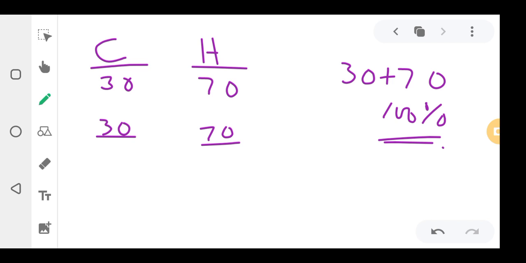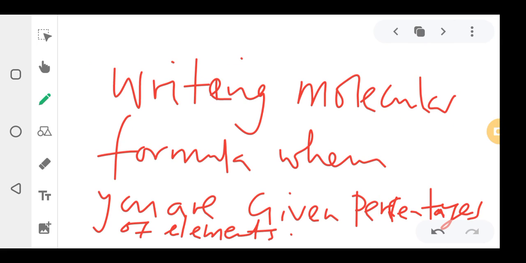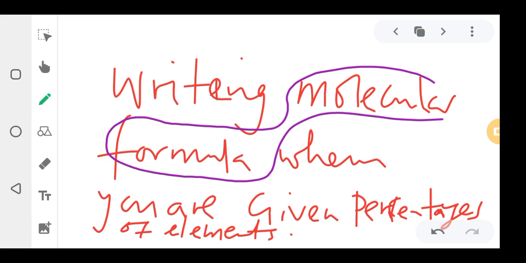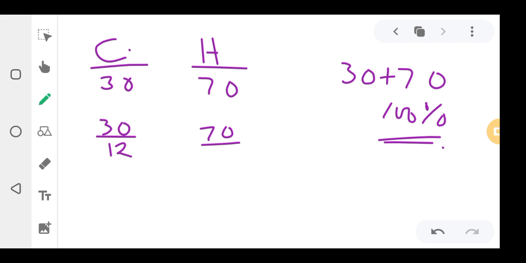What's the mass number of carbon? Carbon is 12. Mass number, not atomic number, mass. Because we are dealing with relative molecular mass. You remember? We are calculating the relative molecular formula. So because we are dealing with a relative molecular formula, we need the masses, not the atomic numbers. The masses are the ones you use. The masses are the ones that are on top.